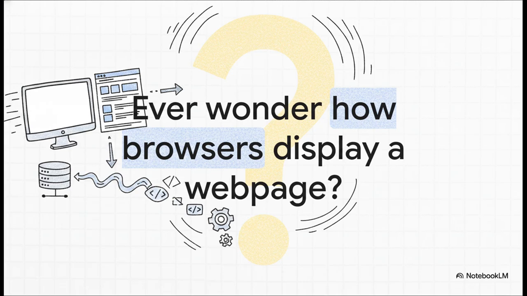So, ever wonder how browsers know exactly how to display a web page? I mean, you type in a URL, and bam, in mere milliseconds, a blank screen transforms into this rich, fully structured environment. It happens literally in the blink of an eye. But underneath all that rapid rendering, there's a highly specific set of instructions driving the entire experience.